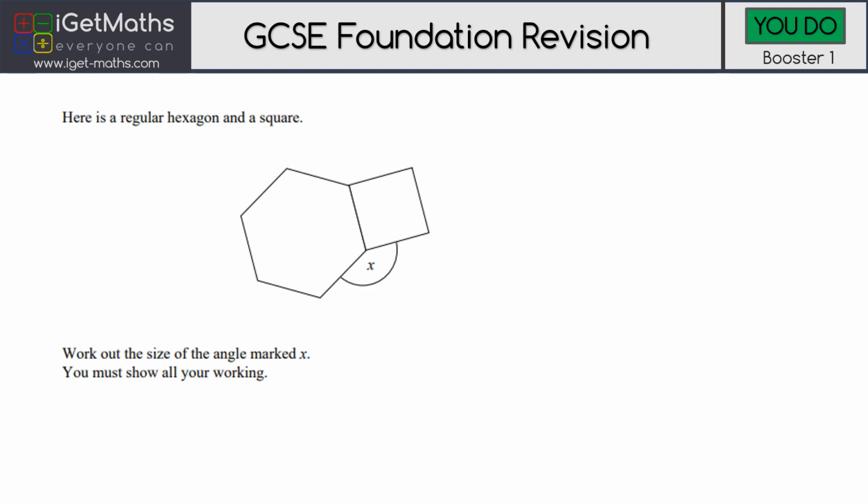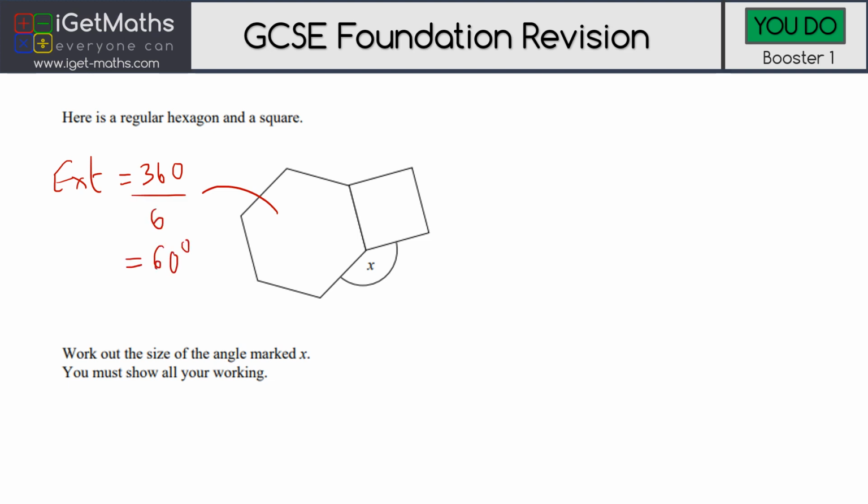Here's a regular hexagon and a square. Work out the size of the angle marked X. You must show all your working out. So similar to the last video, let's start off with finding the exterior angle of this hexagon. So we've got exterior angle equals 360 divided by 6. That gives you 60 degrees.